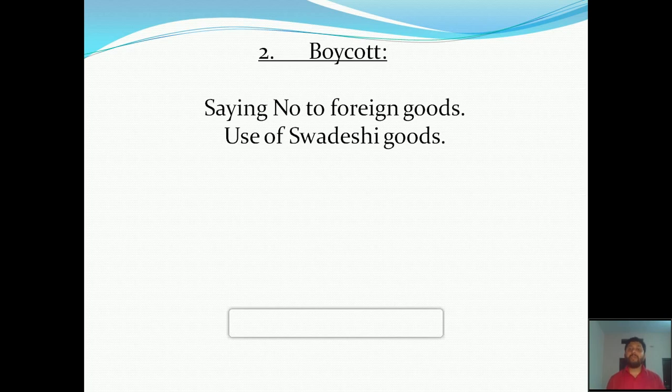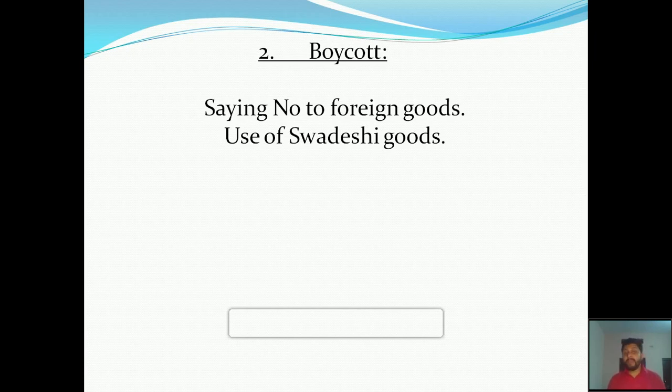And the second method we are going to discuss is boycott. What is meant by boycott? Let's see. Boycott means saying no to foreign goods, use of Swadeshi goods. So the last point which we are discussing, Swadeshi and boycott, can be considered as the two sides of the same coin, because if we are depending on our Swadeshi products, we must say no to foreign goods. Or if we are purchasing foreign goods, we must say no to our Swadeshi products.